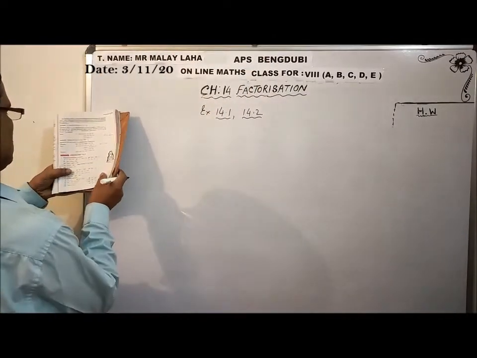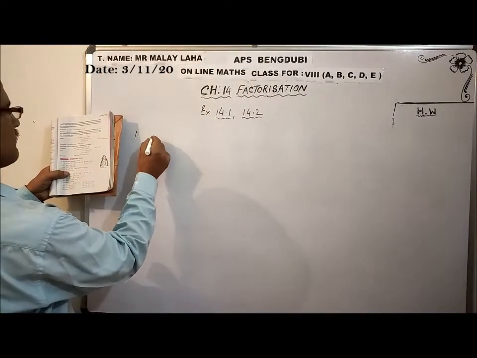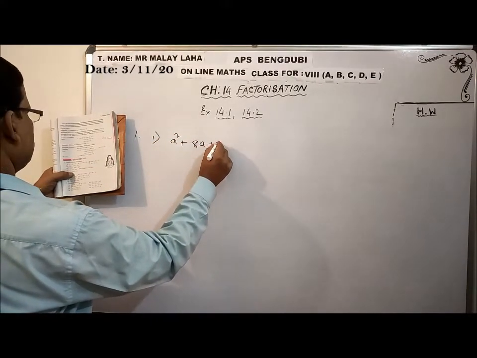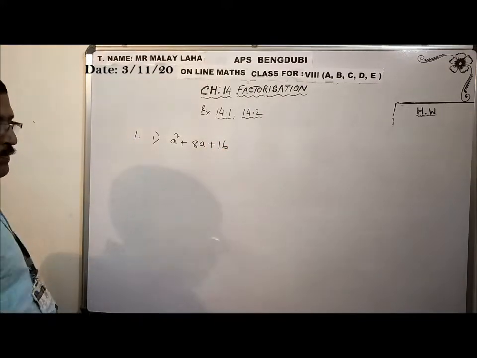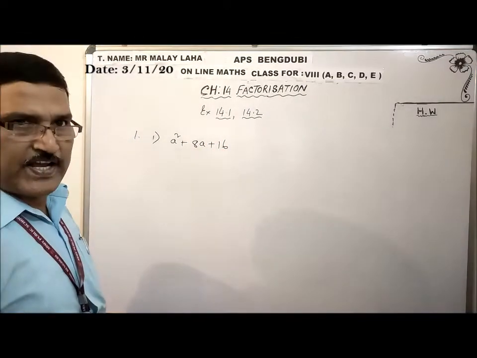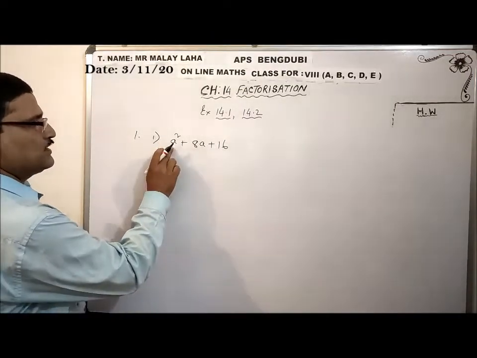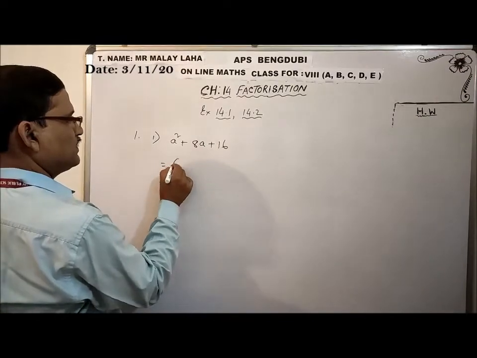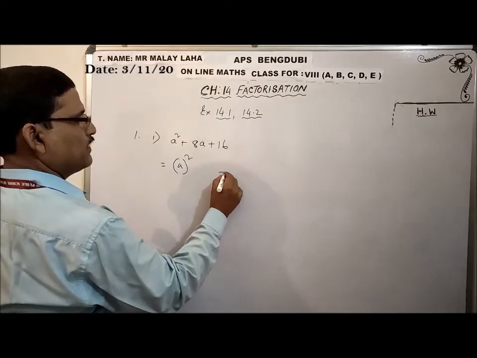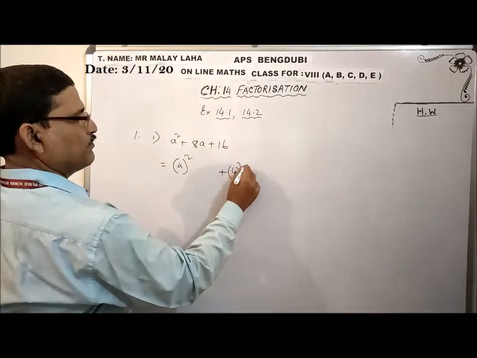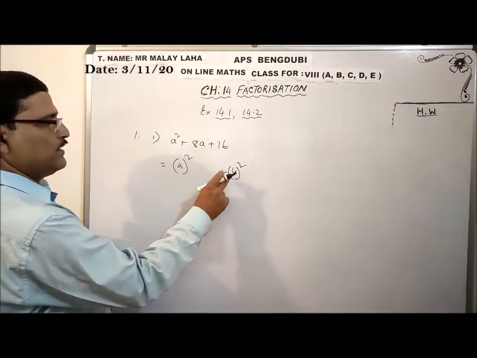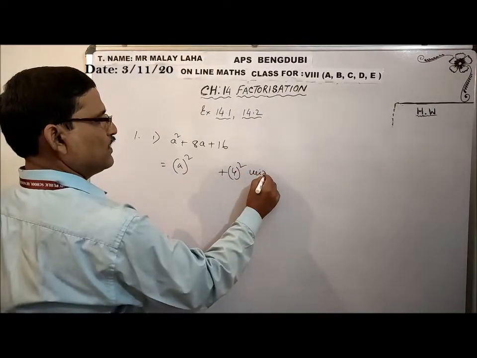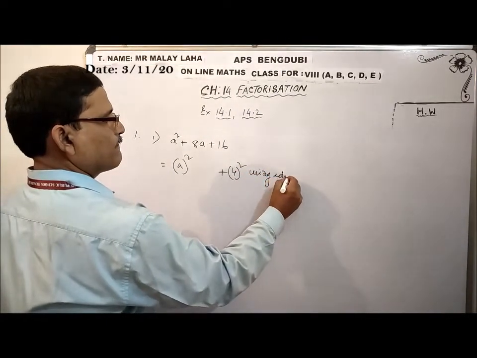Question number 1, part 1: x square plus 8x plus 16. If we follow factorize, this part should be in the a form and this part should be in the b form. So I can write this one as a square and this one as b square, and after reducing, we have to reduce using the identity.